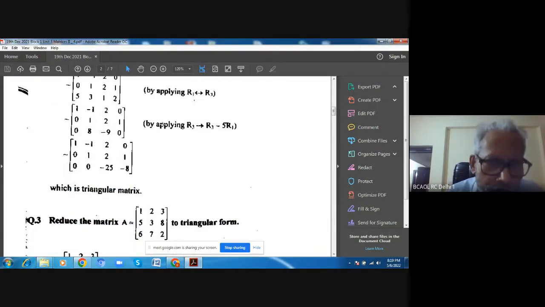Always you have to write in the right hand side by applying R3. What the things that you are doing, that you have to apply it.